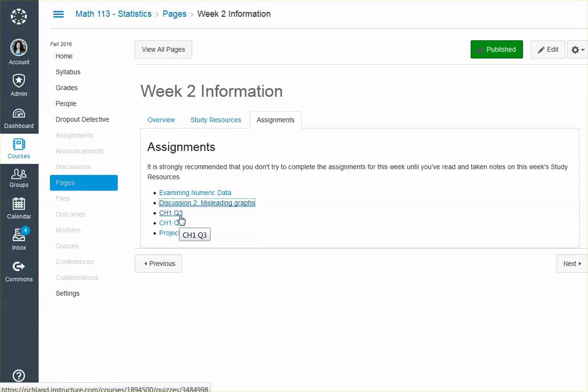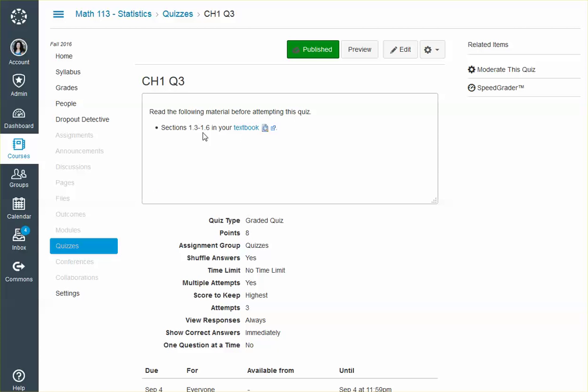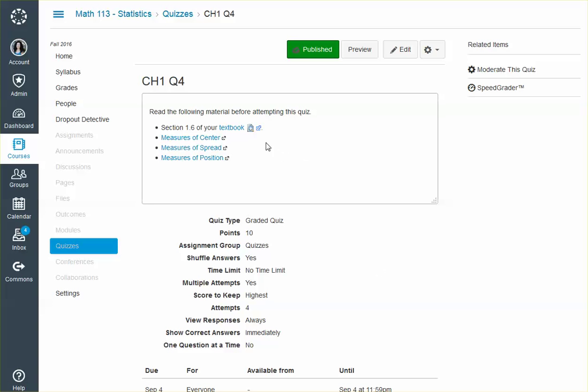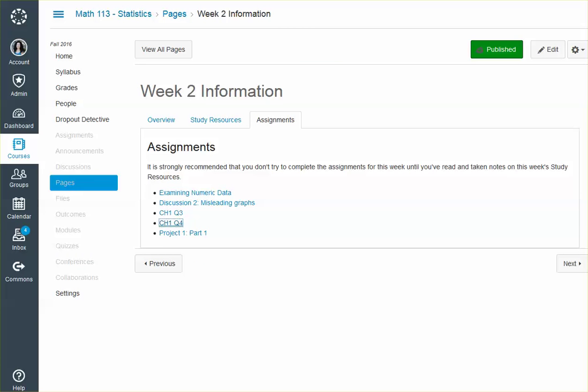Then you've got Chapter 1, Quiz 3, and Chapter 1, Quiz 4. For this one, it's straight out of your textbook, worth 8 points. You get 3 attempts. You get to view the correct answers, and no time limit as normal. And Chapter 1, Quiz 4, read the following material, Section 1.6 of your textbook, measure of center, measure of spread, measure of position. So make sure you've done all of these. It is worth 10 points. You get 4 attempts, and we're keeping the highest. And all of those are due on the 4th.